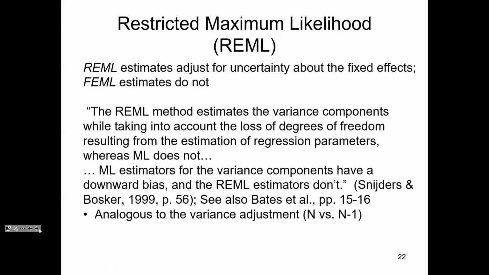Now, this ends up not being a big deal if you have a large sample size. This is very analogous, by the way, to when you were in Quant 1 and you learned about variance. Yeah? So what's the formula for a variance? It's the sums of squares in the numerator. What goes in the denominator? N or n minus 1? Well, which is it?